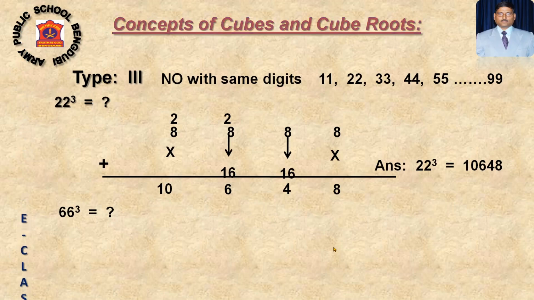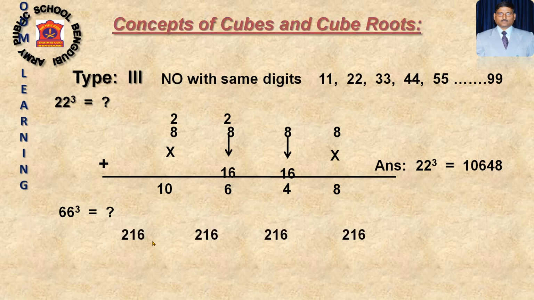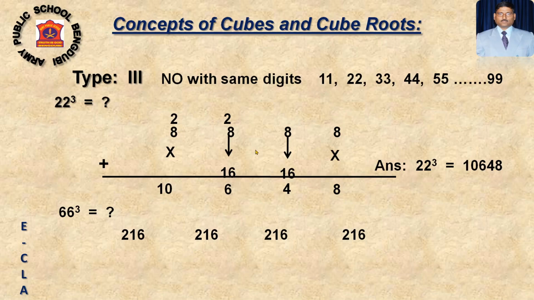Here is one more example, 66 cube. When you find the cube of 66, same procedure. What is 6 cube? 216. In all cases the same. So in the second part and third part, you have no need to think. You just find the cube of one digit; in all cases it will be the same number. That is the benefit. So 216, 216, 216, 216.